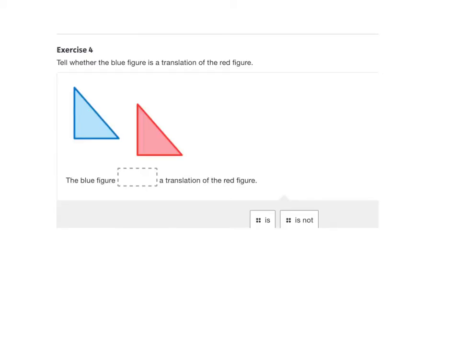So the question is, does this slide? Does this triangle slide? And one way that we can tell if it slides is, is it exactly the same? Are the shapes congruent? So yes, they're congruent. They're the exact same shape, exact same size. And it looks like this blue slid down and then slid over. So yes, this one is a translation. It is a slide.